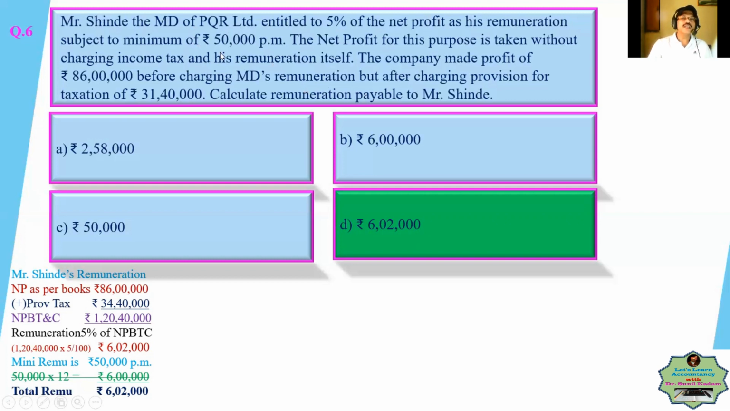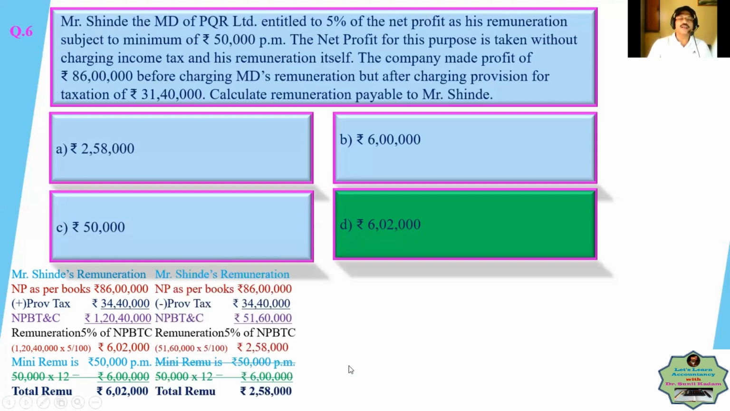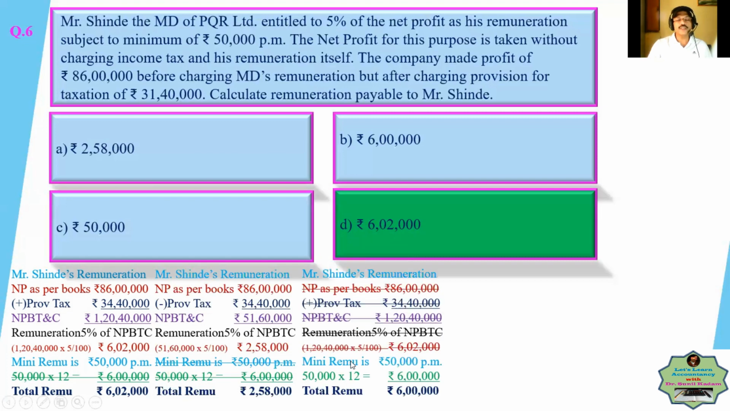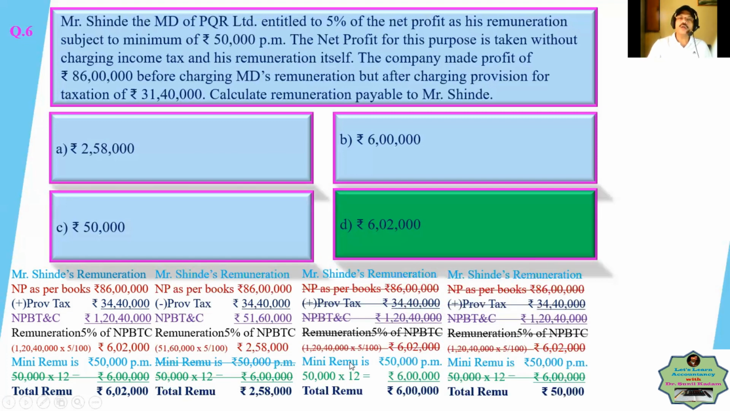The minimum is 50,000 per month, so a minimum of 6 lakh is supposed to be paid. If 5% is more than the minimum amount, that would be payable. Therefore, 6 lakh 2,000 is payable to Mr. Shinde. The other calculations are wrong, based on a wrong assumption or a wrong amount being considered.